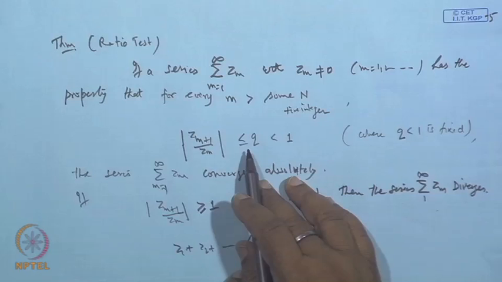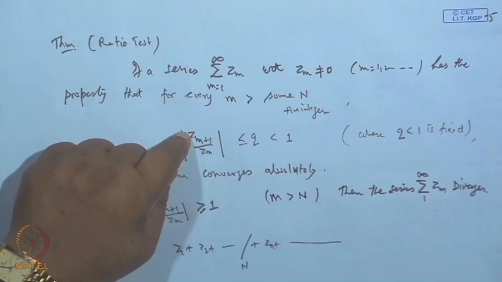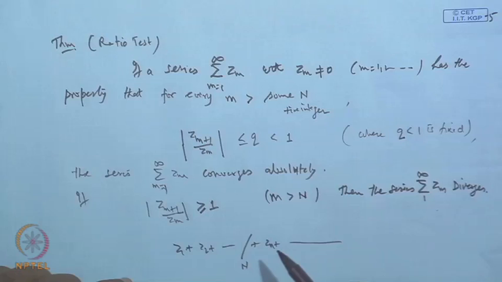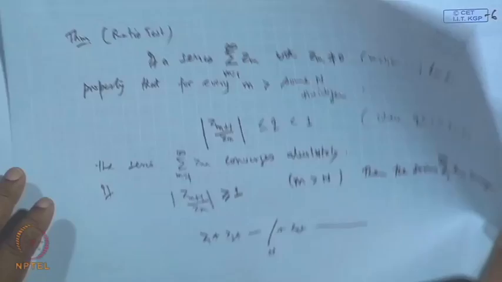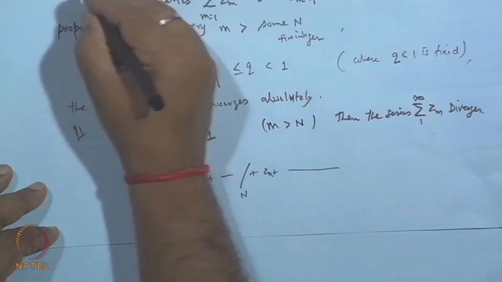So this inequality must be satisfied after a certain stage N onward, and it is not so easy to find the q. In that case, if this ratio has a limit when m is sufficiently large, then the same ratio test can be put in a very simple way, where you need not find q. So that is another version, a slightly better result than this. We can say this is the first ratio test in another form.